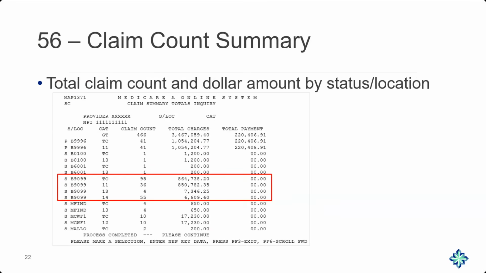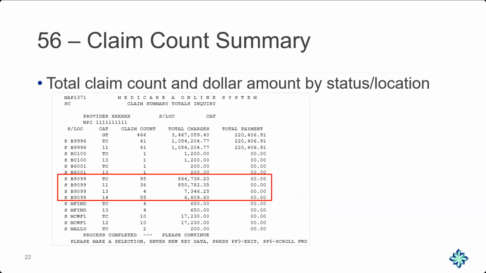Another option for you is claim count summary, which is submenu 56. That lets you see a total claim count and total dollar amount by status location. So this is kind of a snapshot of your claims. In addition to checking the status of your claims, it could help you track cash flow and identify possible problem situations. So if you oversee billers or you're responsible for tracking cash flow, this screen could be helpful for you. So hopefully you'll use it.